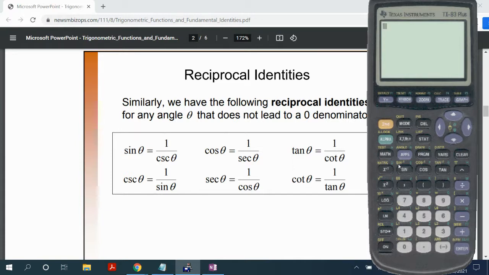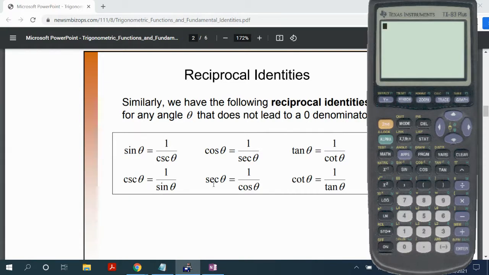The sine to the negative first power, cosine to the negative first, and tangent to the negative first are called arc functions or inverse functions. So this first function is read as arc sine or the inverse of sine. The second function is the arc cosine or the inverse of cosine. And the last function is the arc tangent or the inverse of tangent. The top 3 are used to find angle measures. The bottom 3 are used to find side lengths.